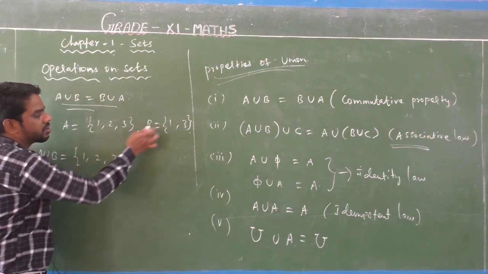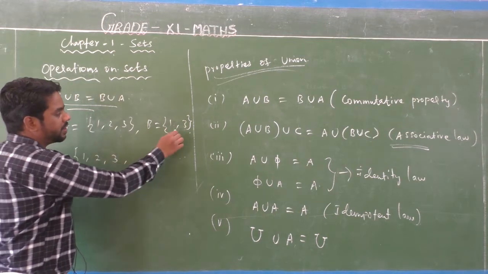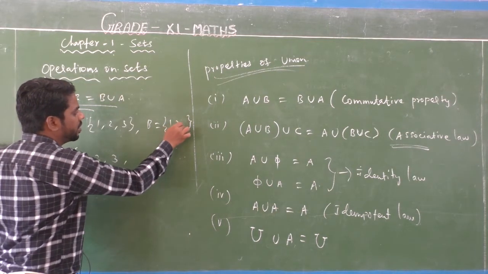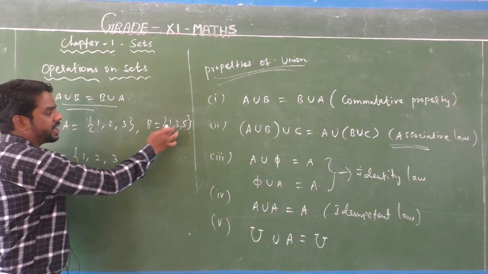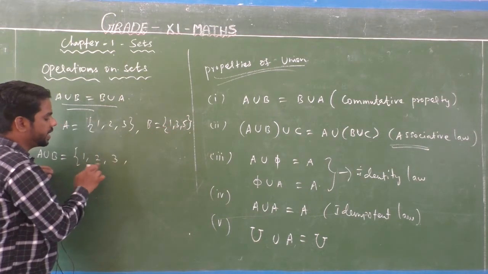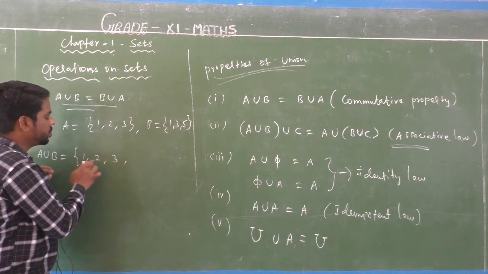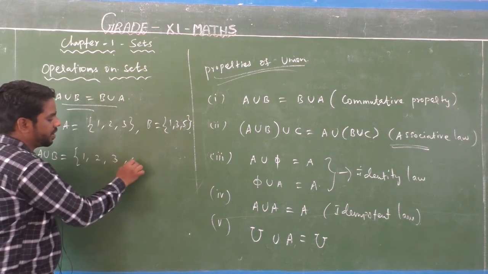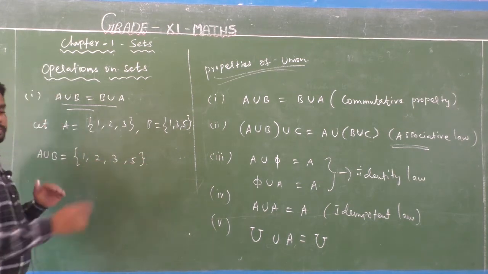Here 1 and 3 are common. B is {1, 3, 5}. Here 1 and 3 are common, so 1 and 3 are taken only once. So we get {1, 2, 3, 5}. So this is A union B.